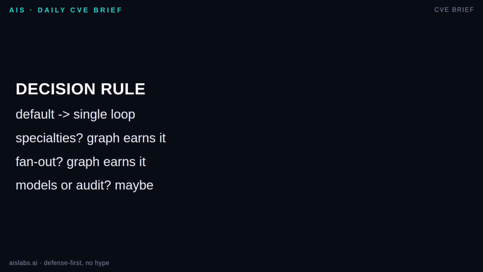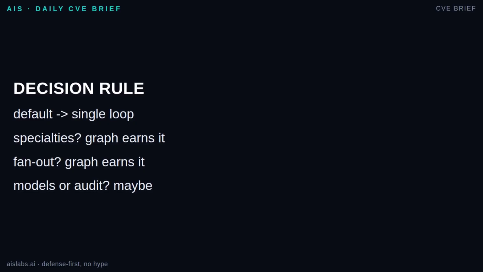Here is my opinionated rule. Default to the single loop. A graph has to earn its place. It earns it for one of 4 reasons. First, genuine specialties. Different nodes do different kinds of work, with different prompts, tools, state, and acceptance tests. Second, real parallel fanout. You can run independent branches at the same time and merge results cleanly. Third, per-step model choice. One step needs a cheap classifier, another needs a strong reasoner, another needs a deterministic parser. Fourth, auditable routing. You need to prove why a case went down a path.